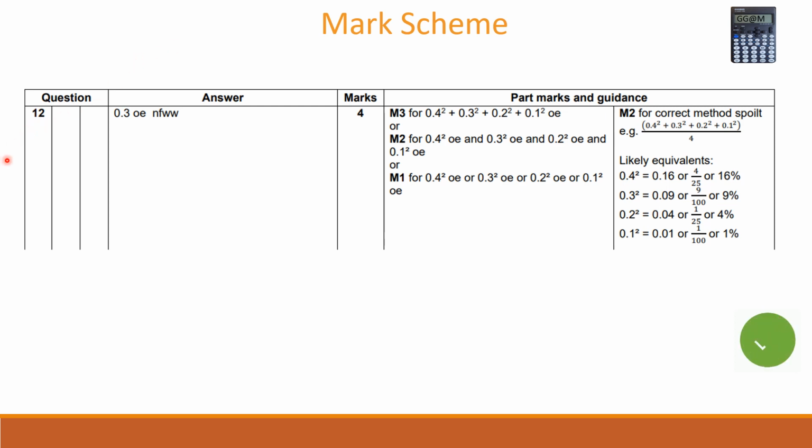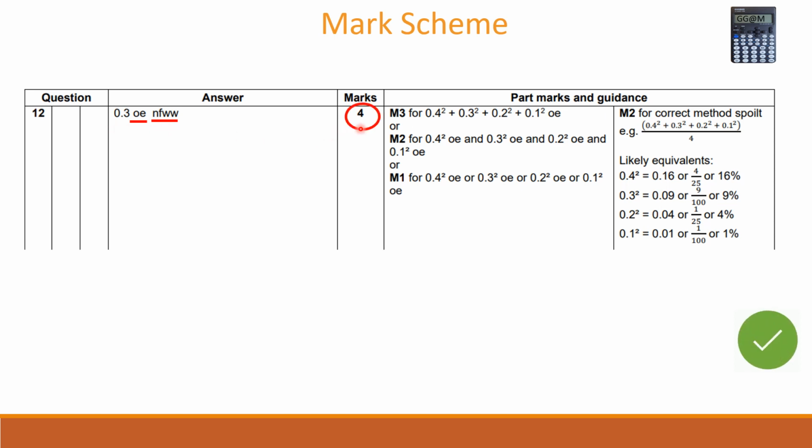The mark scheme on this question shows the answer is 0.3. OE means or equivalent, so if you'd have written it as a fraction, 3/10 for example, you would still get the method marks or the answer marks. NFWW means not for wrong working. So if you got the answer of 0.3, just because you'd written 0.3 down as a value out of a table and there were no method marks or showing you how you got your answer or anything, you would not get the marks on this question. So you had to have the correct working in order to get the full marks for this question.